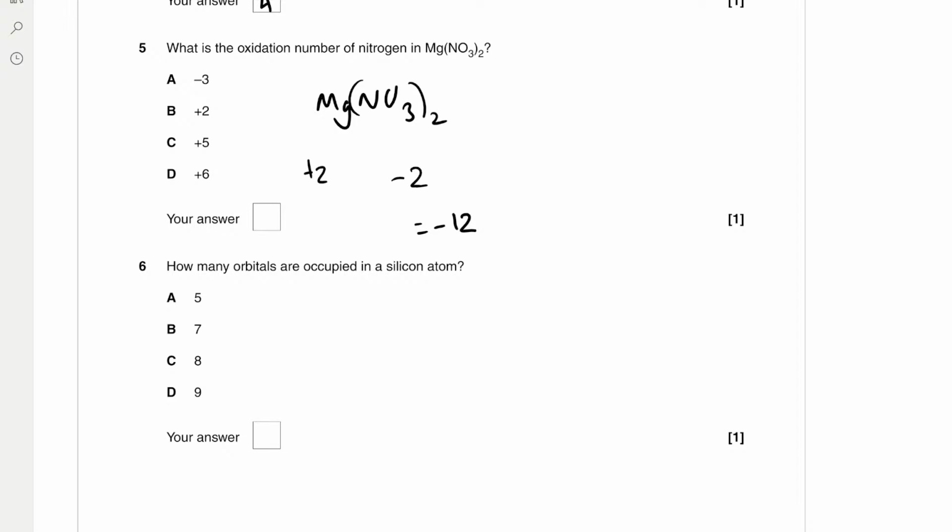So if we add 2 to our -12 for oxygen, that leaves us with -10. And that's what we need to get rid of with our 2 nitrogen atoms, which means our nitrogen atoms, which we're trying to find, need to be +5 to give us overall 0 oxidation state, because it's a neutral compound. So that is answer C.